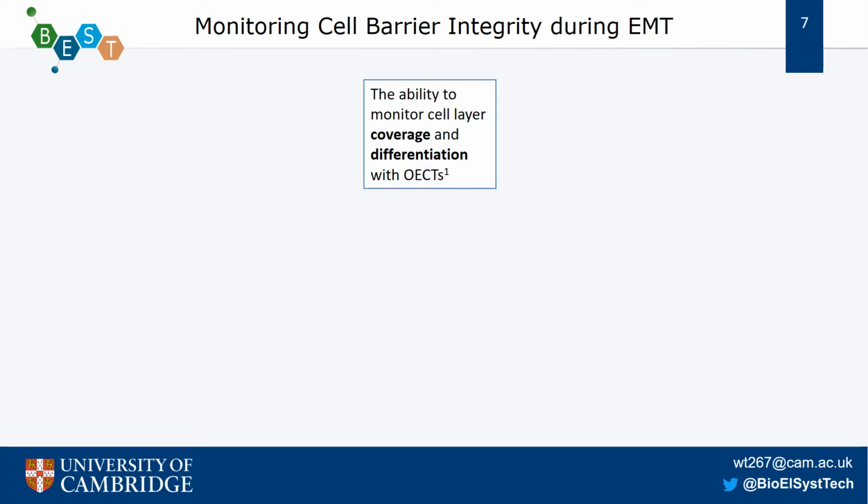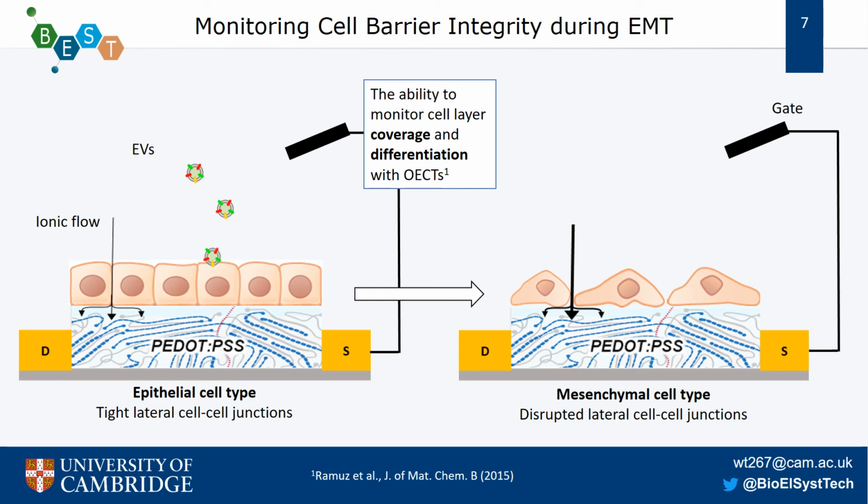So in the past, OECTs have been used to monitor cell layer coverage as well as cell differentiation. And by replicating our experiment from before on the OECTs, we're able to measure the change in ionic flow as a consequence of cell barrier disruption.